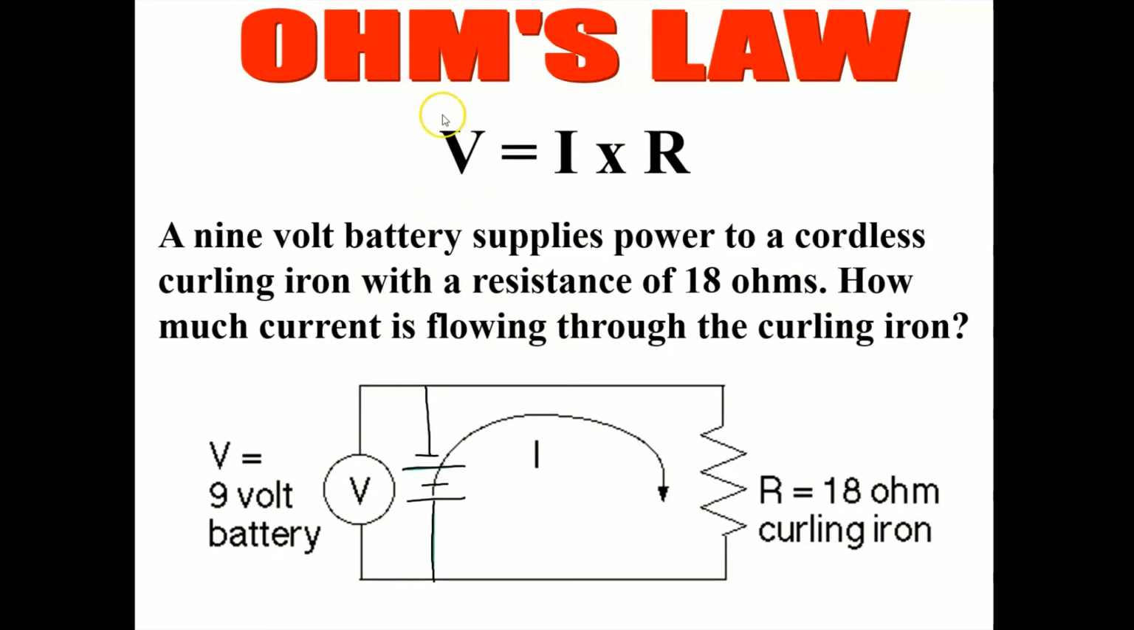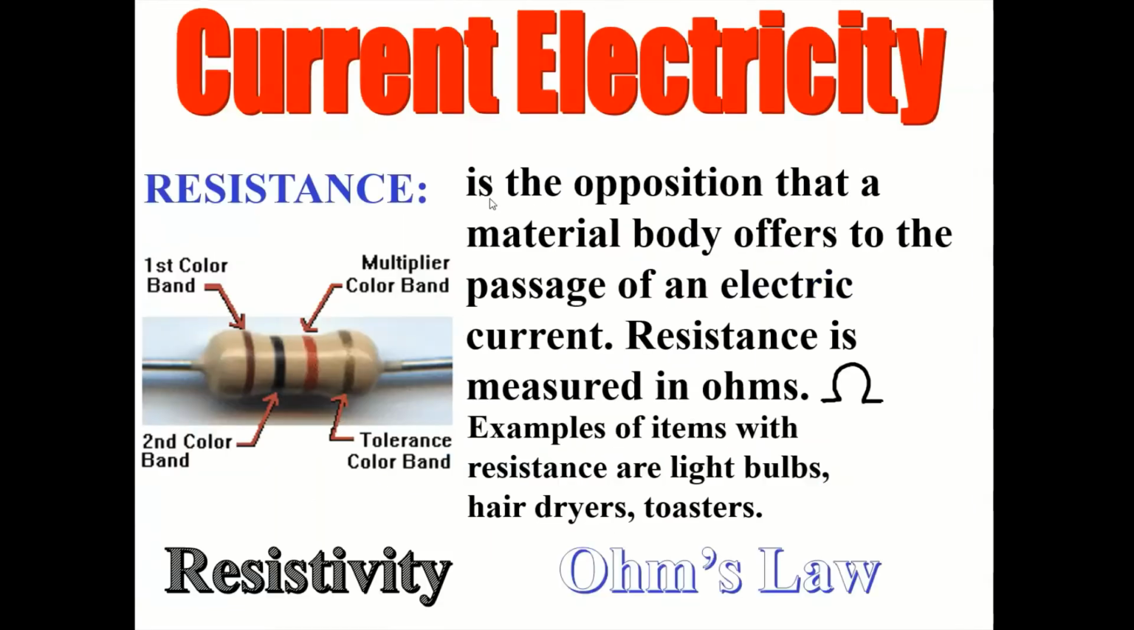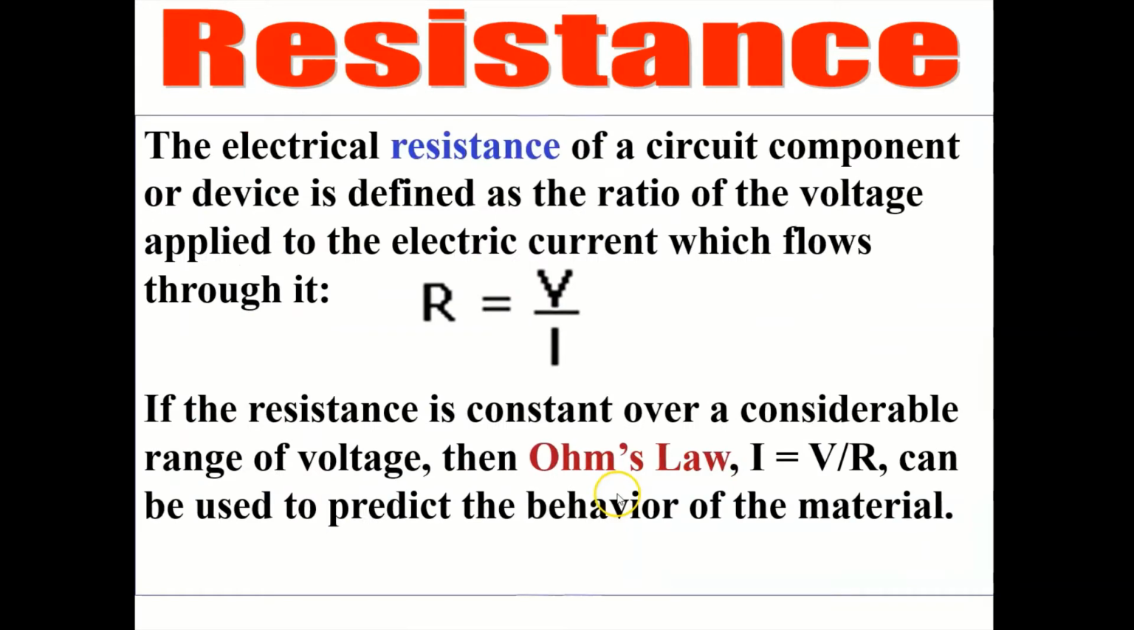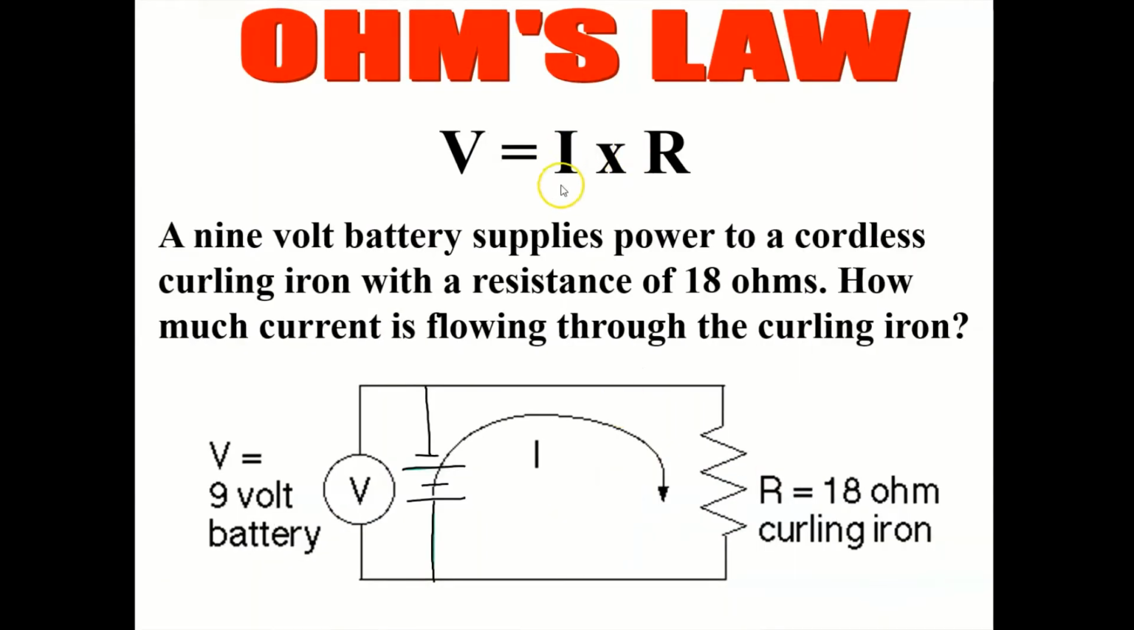If I want to find voltage, I'd use this equation. But I'm not trying to find voltage, I want to find current. So we simply go back, and current is voltage divided by resistance. You can just do the algebra: I take 9 volts divided by 18 ohms, and I get half an amp of current. Real fast right there.